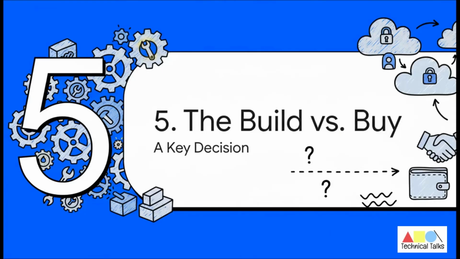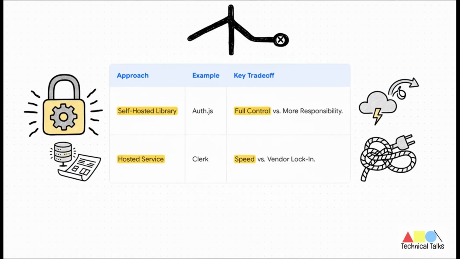All right, so now that you get the mechanics, there's one last really big picture question that pretty much every single development team faces when they start a new project. And that is, do you build all this yourself or do you buy it? You've really got two main paths you can go down here. The first is to self-host using a great open source library like Auth.js. This gives you total, complete control. It is your code, it is your data. But that also means you're the one responsible for all the security, all the maintenance.